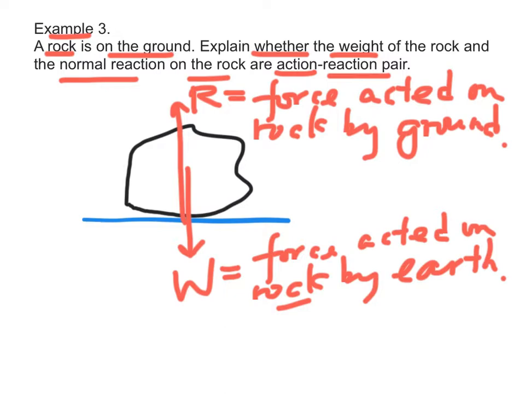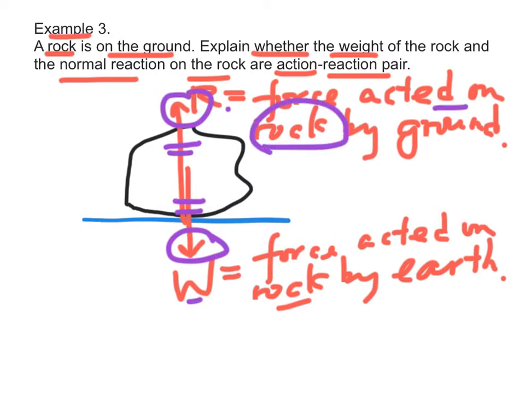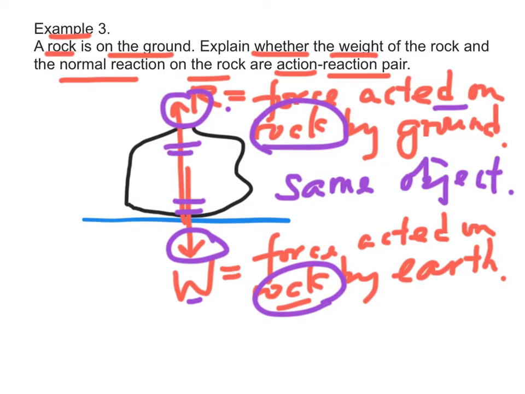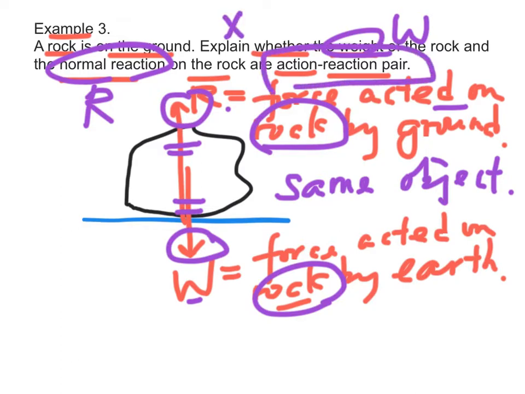Even though R and weight W are equal in magnitude and opposite in directions, since R and W are forces acting on the rock, that is, acting on the same object, therefore weight W and normal reaction R are not action and reaction pairs.